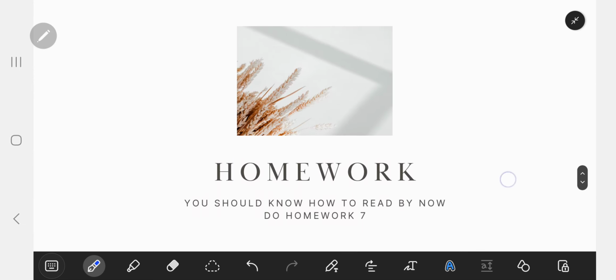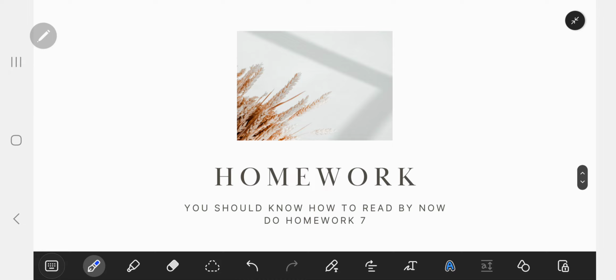So homework, if you got that, excellent job. You're well on your way there. If you can't, make sure to practice. Speed is key.